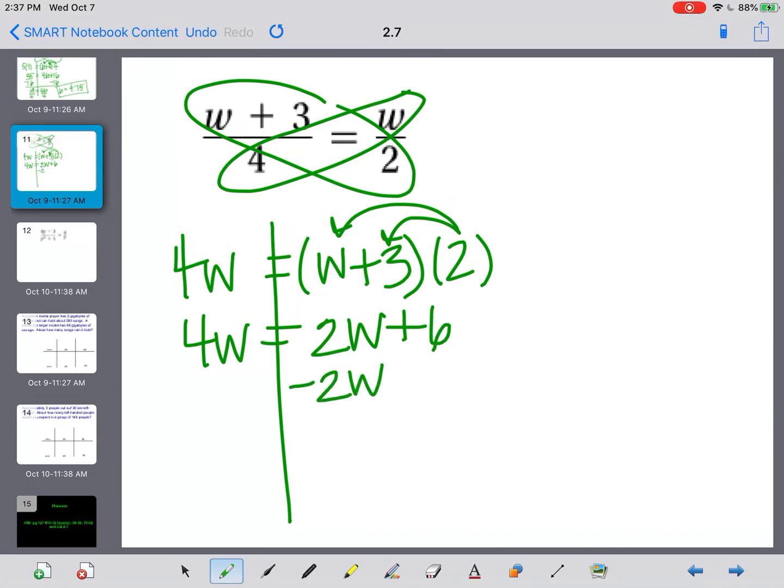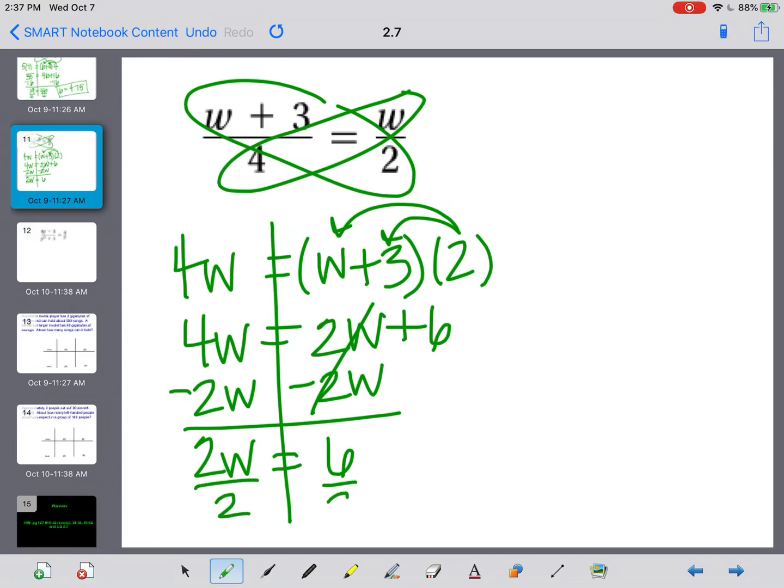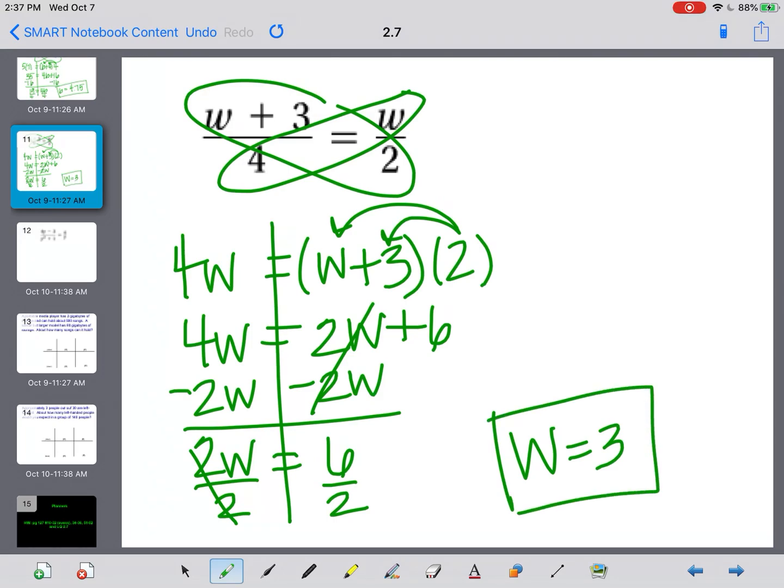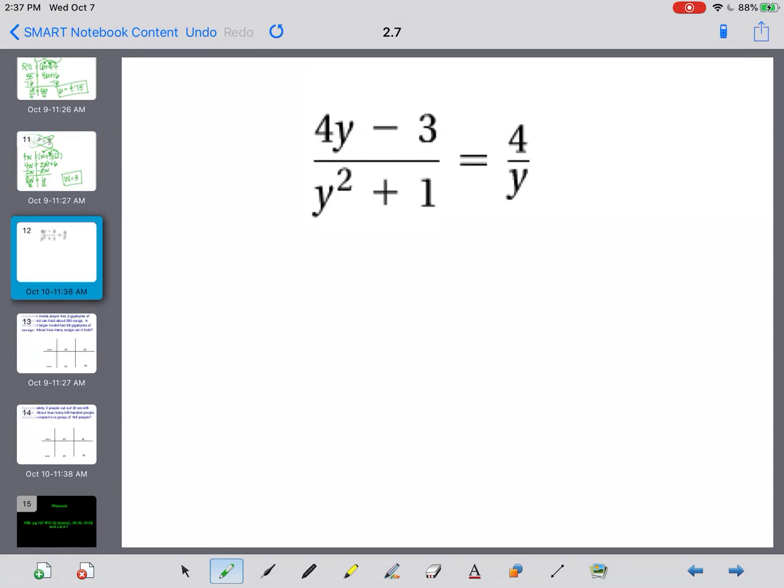Okay, then I want to move my w's to be together and leave the constant 6 on the right side. So I'm going to subtract 2 w's, leaving me with just 6 on the right and 2 w's on the left. Dividing by 2 tells me that w is equal to 3.